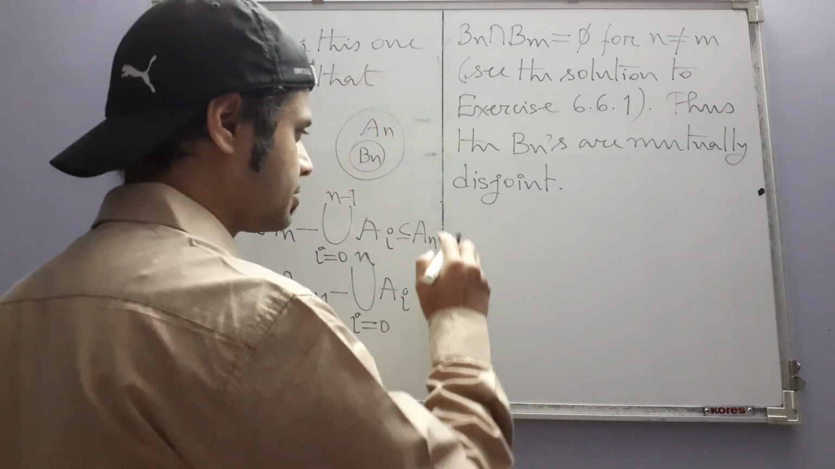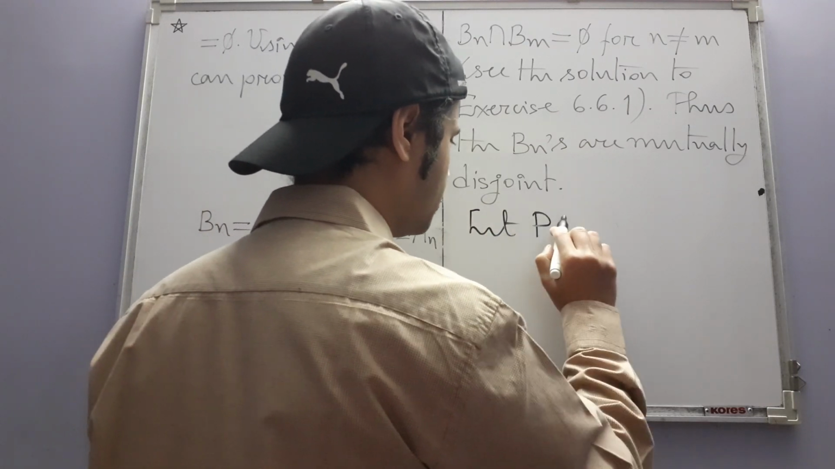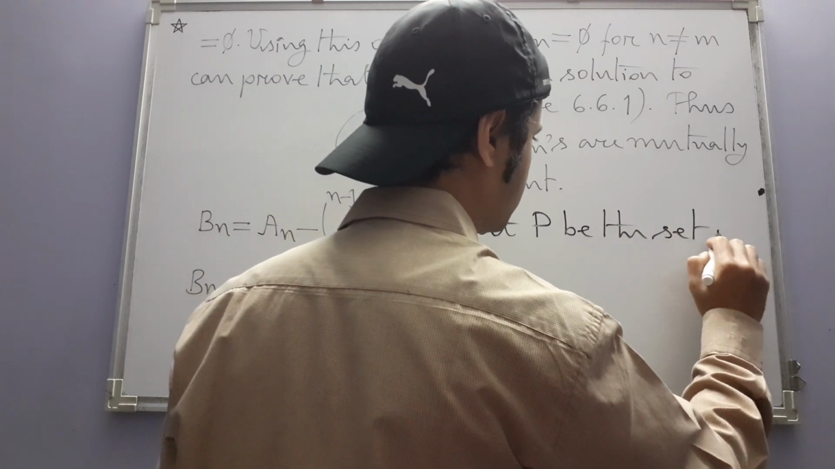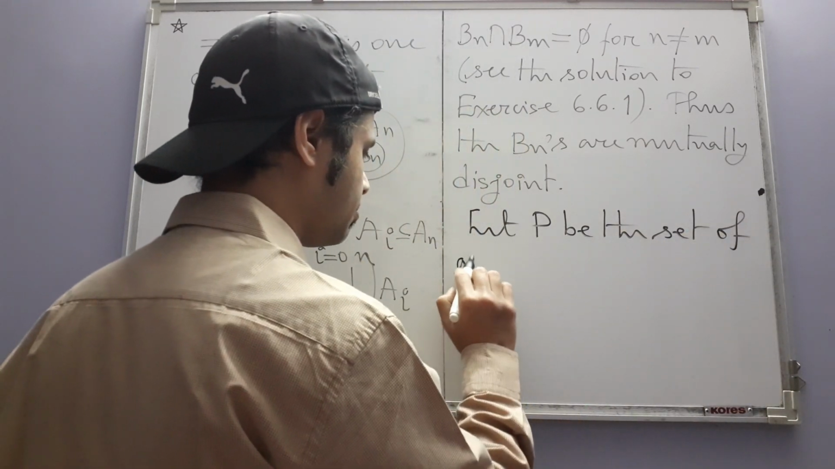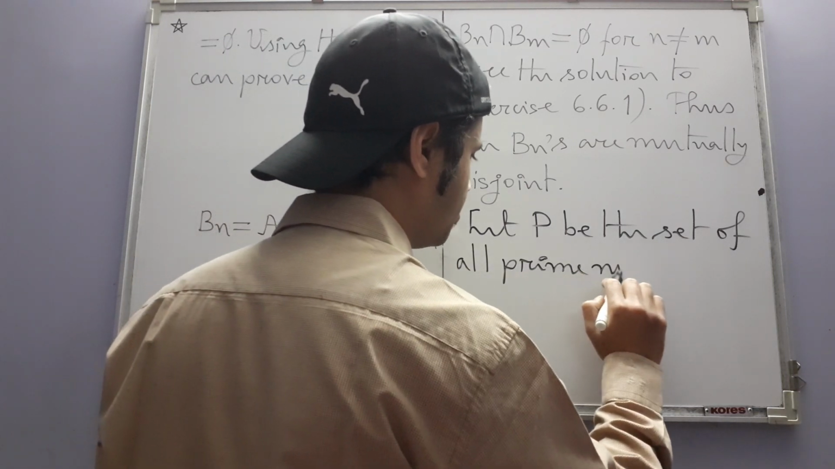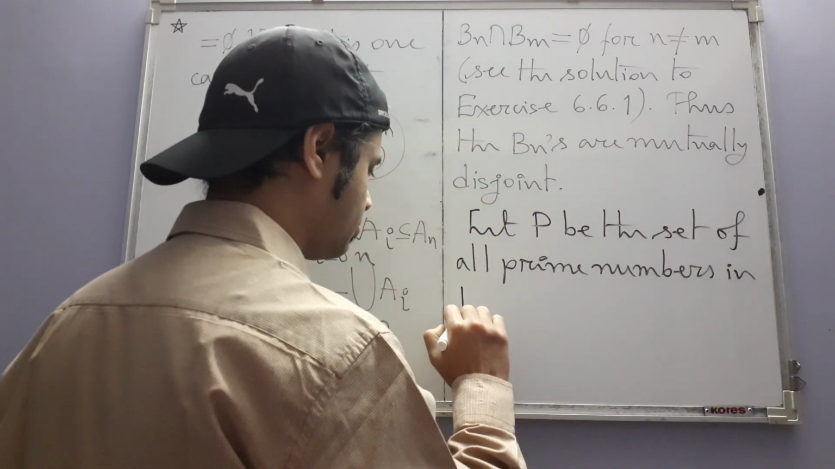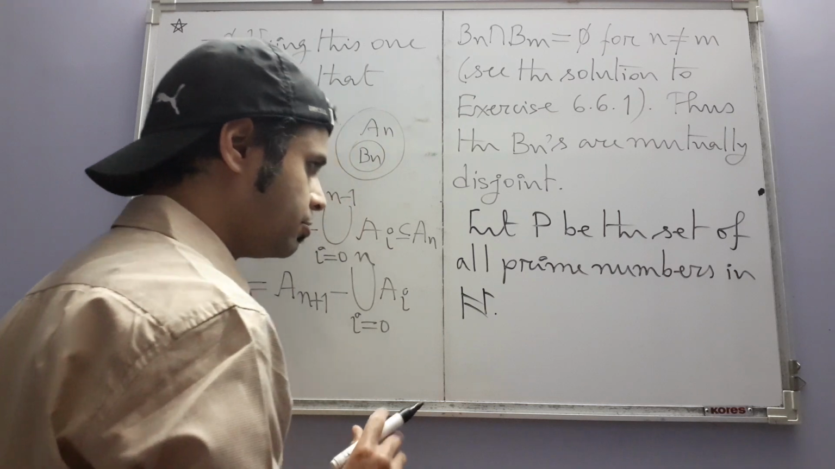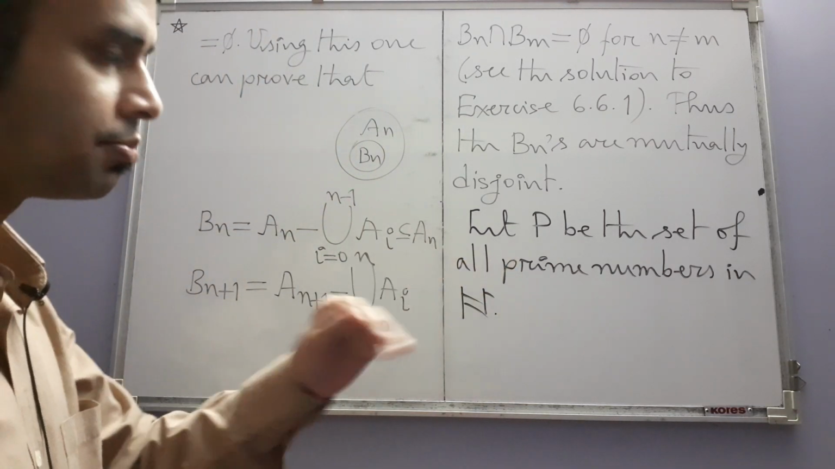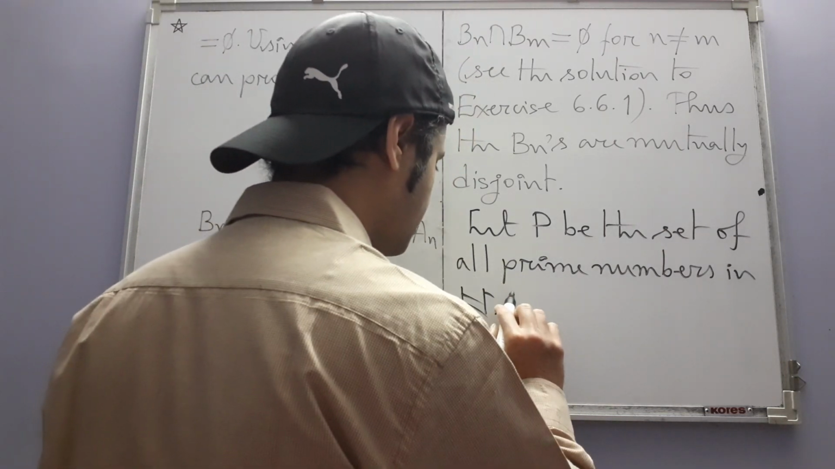Now the thing proceeds like this. Let P be the set of all prime numbers in the set of natural numbers. Usually when we say the set of prime numbers, it just simply means this, but I want to be more absolute about this. Okay.